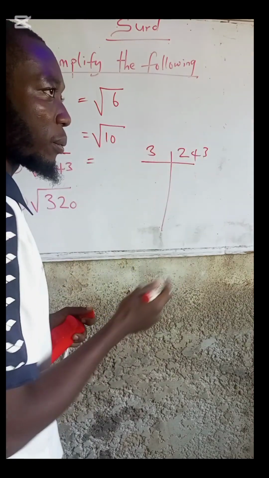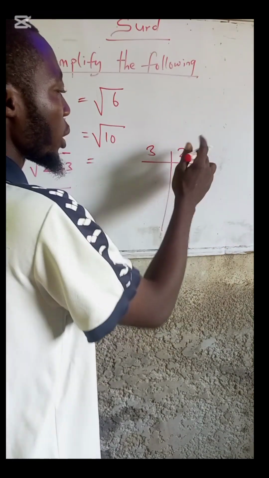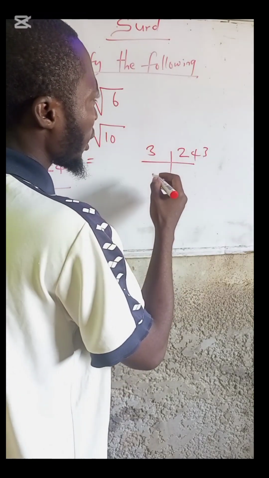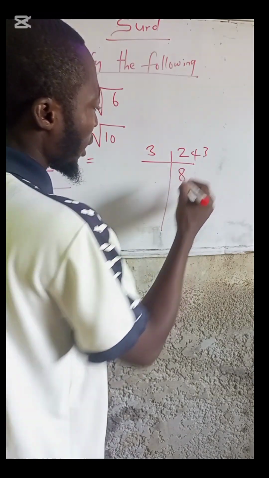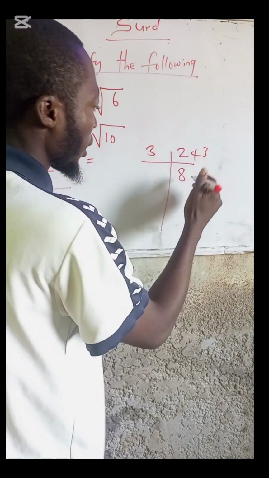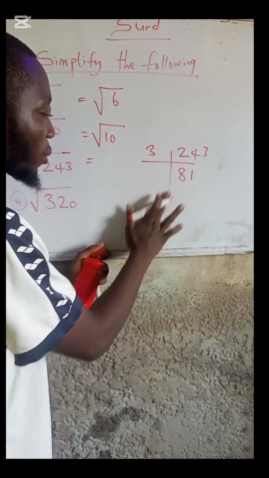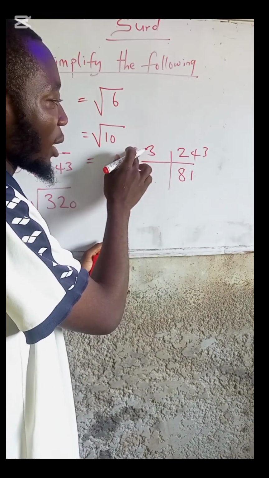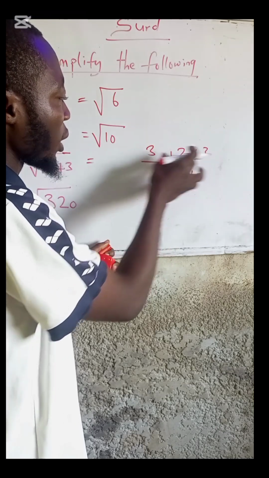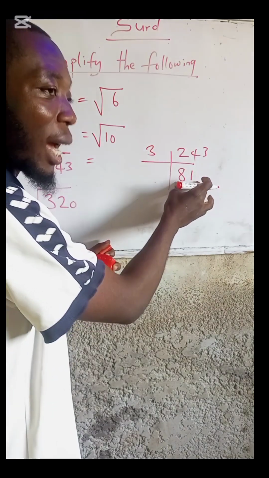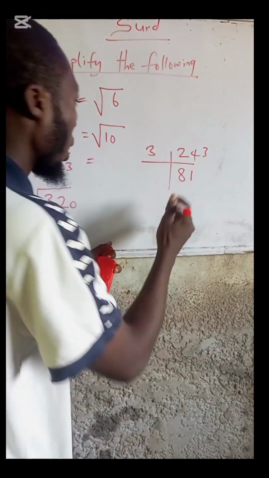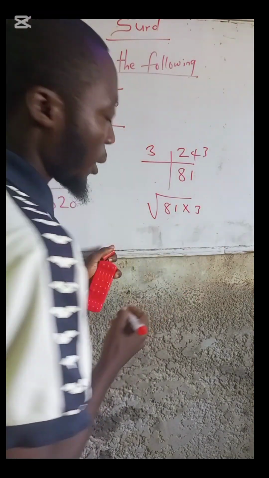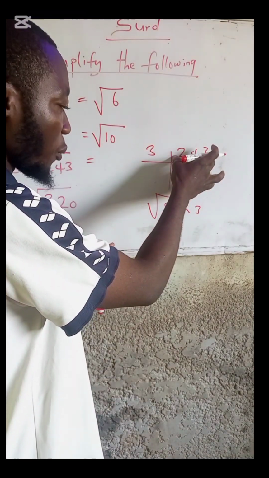Now I put my 3 here. 3 into 24, how many 3s can I get in 24? I'm getting 8. 8 threes in 24. Then 3 in 3 is 1. If you observe, this is 81, and this is 3. Remember, I divided 243 to get 81. Now that I get 81, I know that 81 is a perfect square number. So I will now have the belief that 81 times 3 is 243.